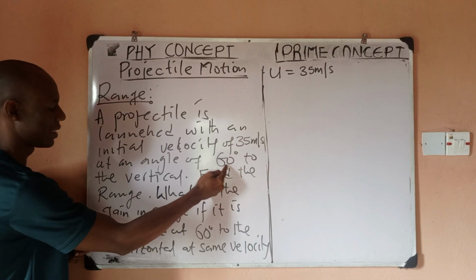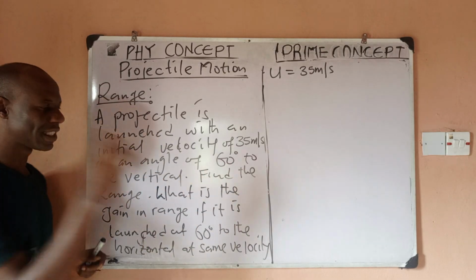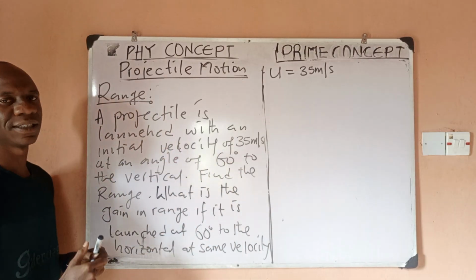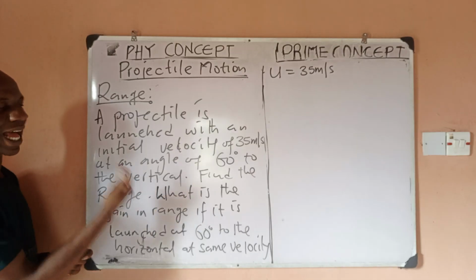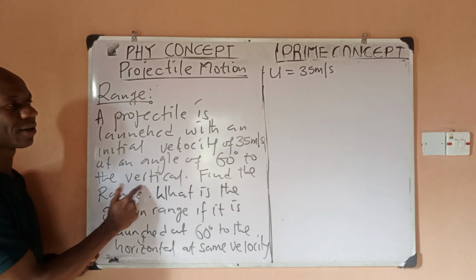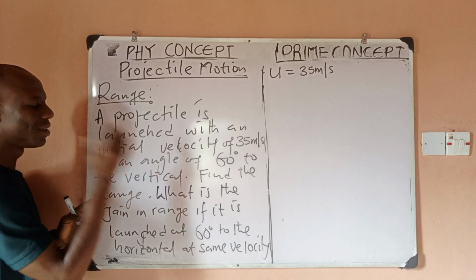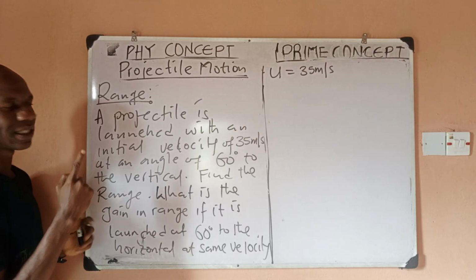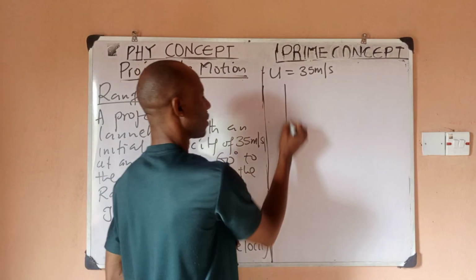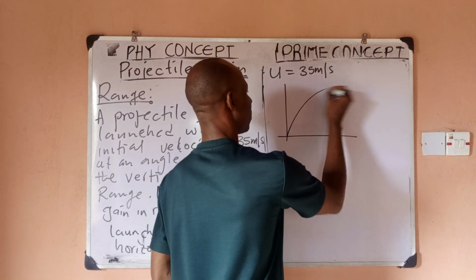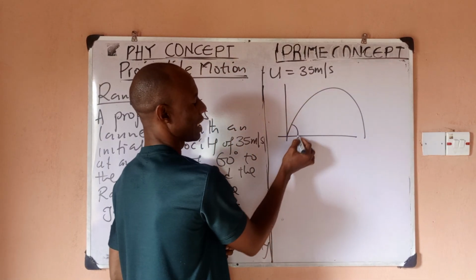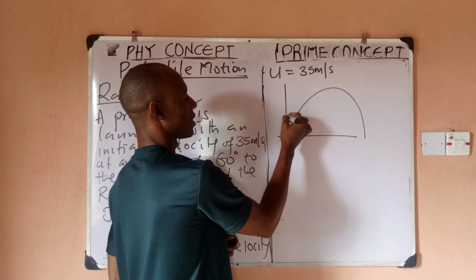It means I won't be solving with 60 degrees because they said to the vertical. Assuming they said to the horizontal, then I'll be using 60 degrees. But because they said to the vertical, this is what they have just given us. If you draw this diagram, this is your projectile. Rather than giving us this angle, they gave us this angle at 60 degrees. But this is the angle we need.